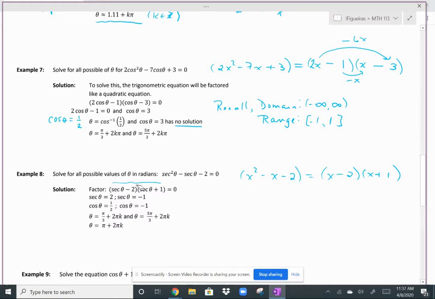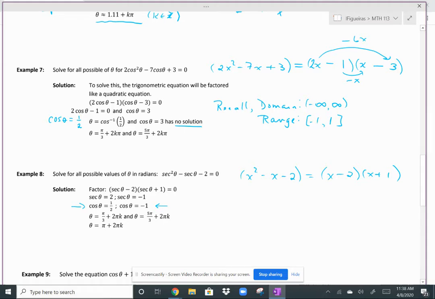All right, so we set each factor equal to 0, and you get this result. Secant of theta equals 2, and secant of theta equals -1. All right, so it's easier to think these through in terms of sine, cosine, and tangent. And if we needed a calculator, you'd have to do that anyway. So secant is the reciprocal of cosine. So if secant of theta is 2, then cosine of theta is a half. And if secant of theta is -1, then cosine of theta is also -1. The reciprocal of -1 is just itself. So we're back to familiar numbers. We don't need a calculator at all.